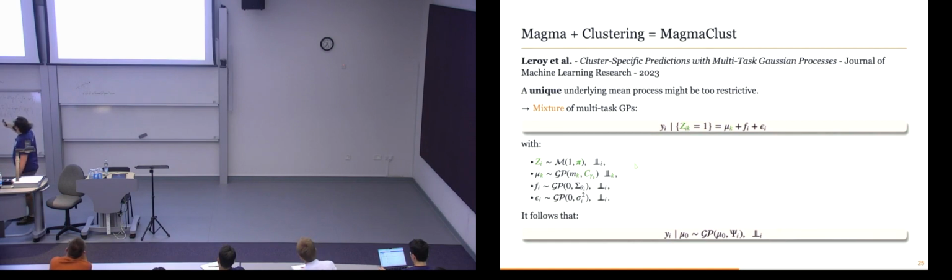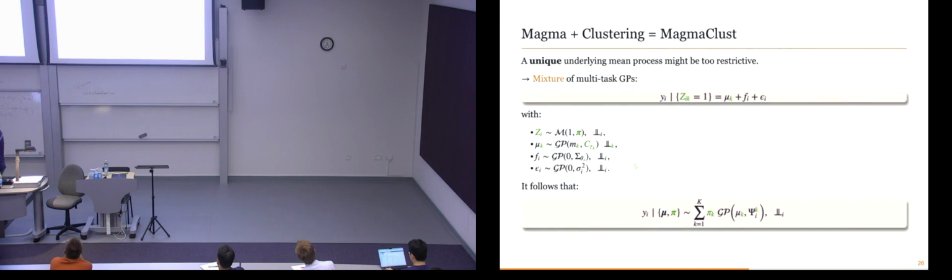Z_ik equal to 1 tells you that the individual i belongs to the cluster k. Okay? And instead of having only one mean process mu0, we now have K different mean processes, each one being associated with one cluster. And, sorry, I forgot to tell you that now we need to condition over the mean processes and the parameter, which is typically the weight of each cluster.